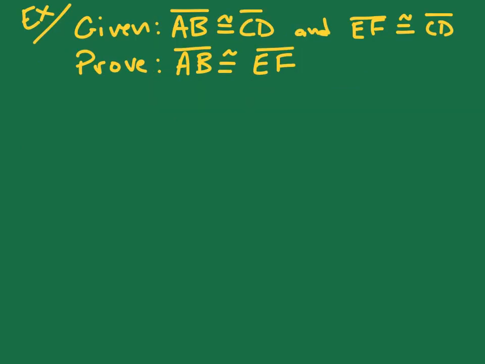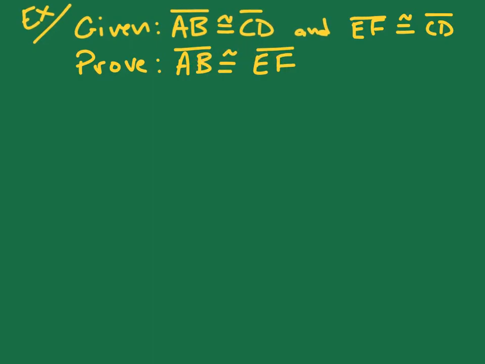On this first example, any proof is like this: if you're given these statements, use logic and reasoning to then prove that this statement is true. The first thing I want to do is talk about this. It says that segment AB is congruent to CD and segment EF is congruent to CD. Use this information to then prove that AB is congruent to EF.